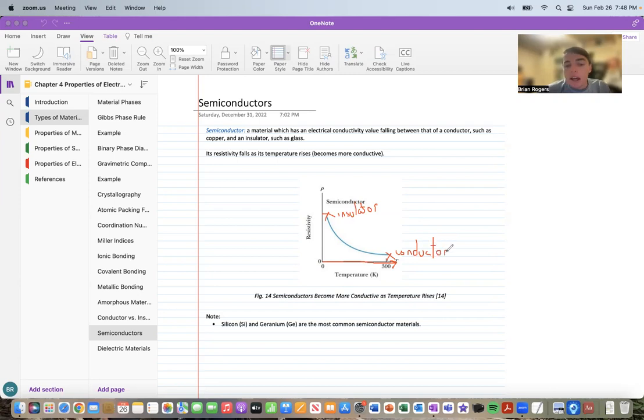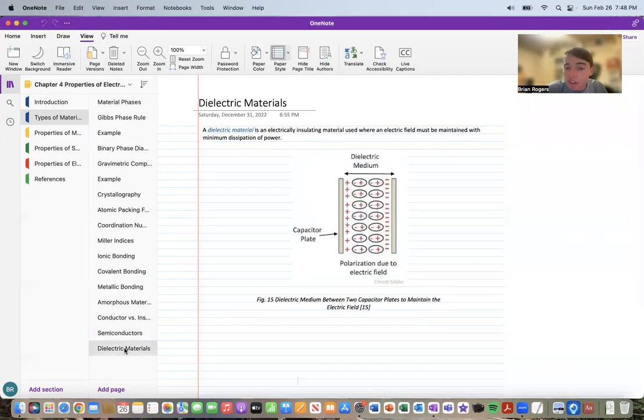Okay, now that we talked about that, you're going to see silicon widely used as a semiconductor. Germanium is also used. Those are the most common types that you're going to run into. Now, dielectric materials. It's basically an electrical insulating material used where an electric field must be maintained. So oftentimes when I think of dielectrics, I think capacitors. It automatically comes to mind.